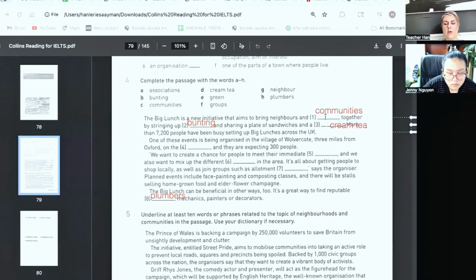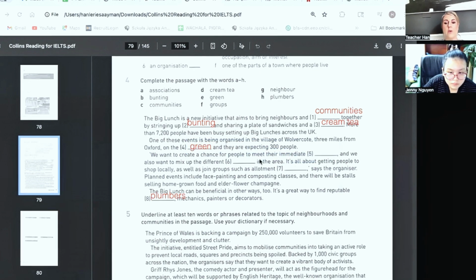And then for number 4? Neighbor, association, or groups. So, the green. Okay, so on the green, it means that one of these events is being organized in the village of Wolvercote, 3 miles from Oxford, on the green, on the grass. And they are expecting 300 people.